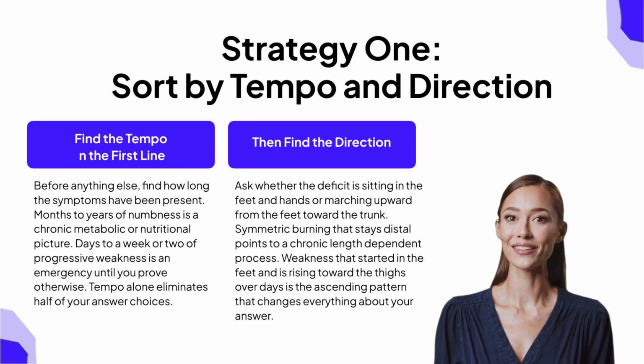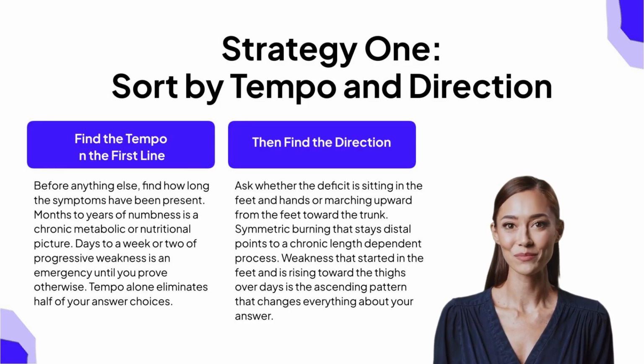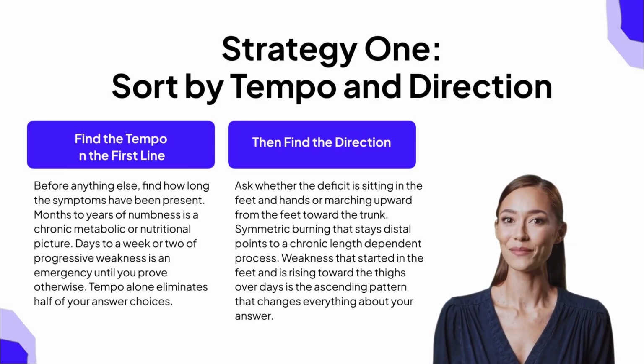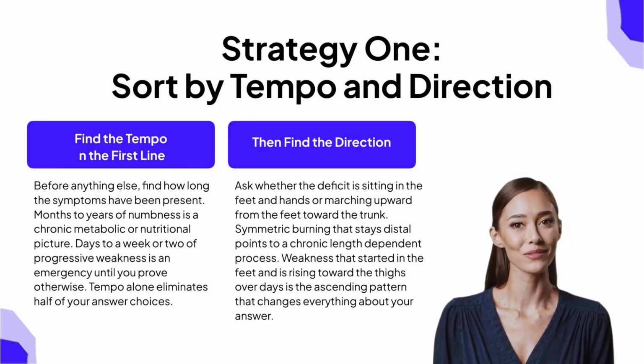Then find direction. Is the deficit sitting in the feet and hands, or marching upward from the feet toward the trunk? Symmetric burning that stays distal is a chronic length-dependent process. Weakness rising toward the thighs over days is the ascending pattern, and that changes everything.